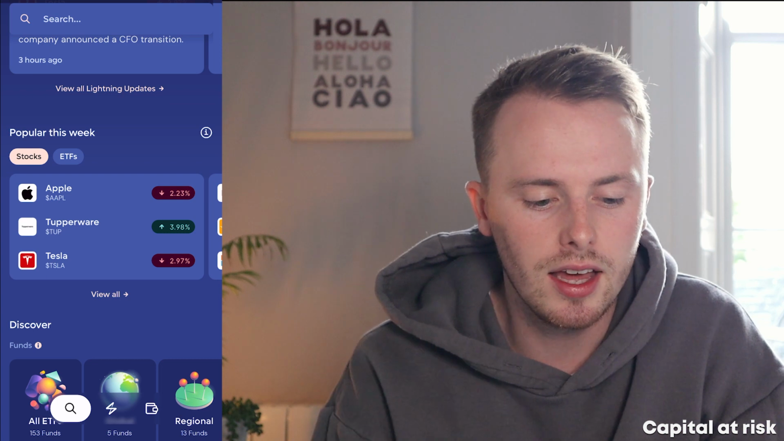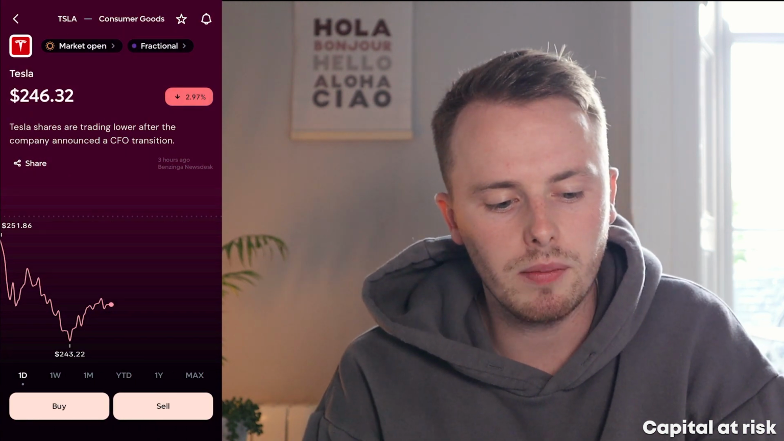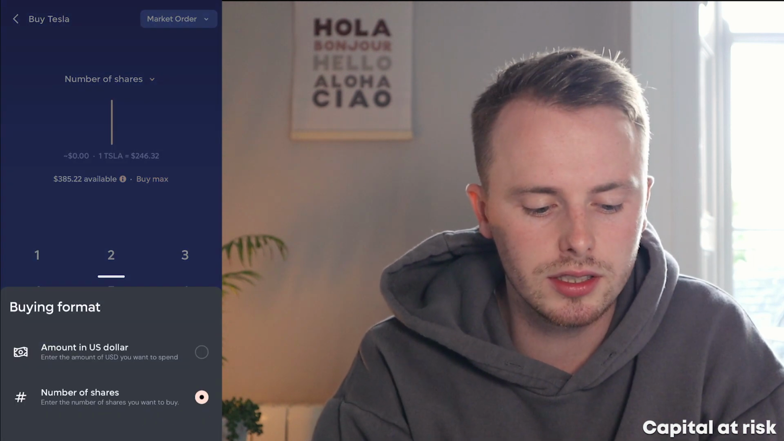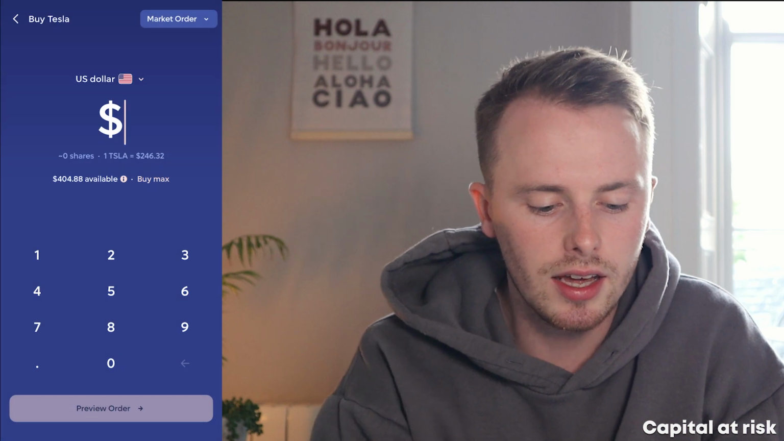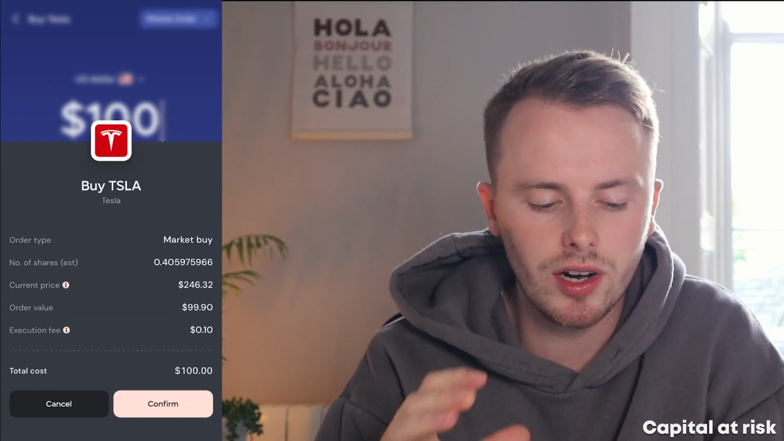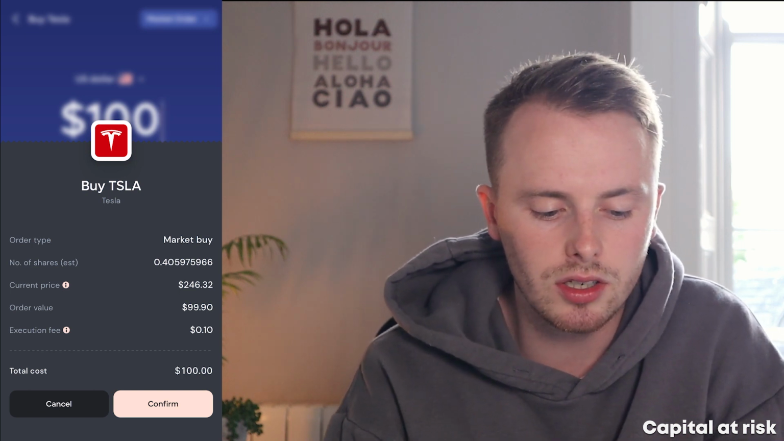So we'll go to the New York Stock Exchange here, and we will find Tesla. Let's go ahead and buy some Tesla. Instead of number of shares, this time we'll do an amount in dollars, and let's go ahead and do $100. We'll preview that order, and you can see here, I really like the way they break down the fees. That's a 10-cent charge on buying this stock right here.